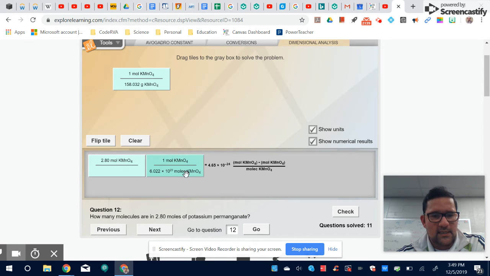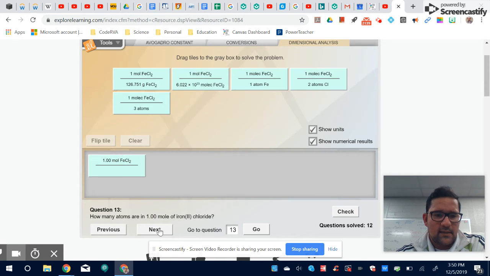That's why we're not calling them atoms. If it was a single atom or single element, just potassium or just manganese or just oxygen, then they'd say atoms instead of molecules. In either case, the way I placed the tile is incorrect because I need to get rid of moles, so I need to flip the tile. Moles cancels out, and I'm left with molecules. And that's what I want. So I multiply everything in the numerator, and my answer comes out in molecules of potassium permanganate. Check, that is correct. Number 13, how many atoms are in 1 mole of iron 2 chloride?